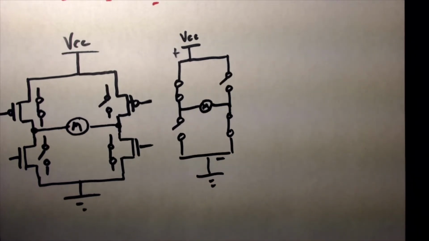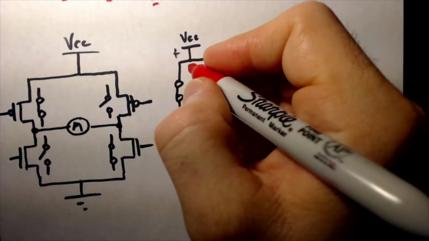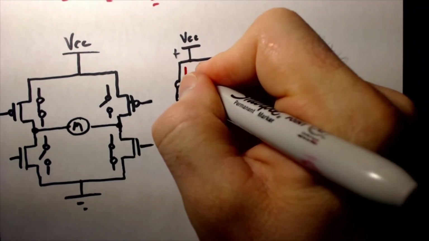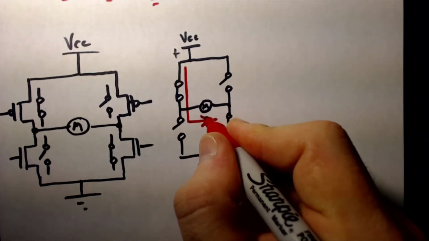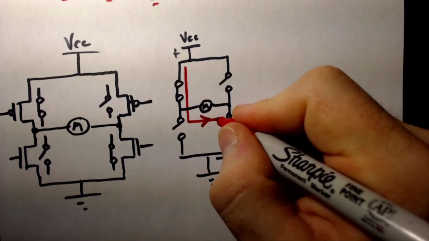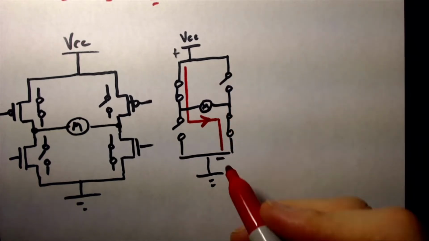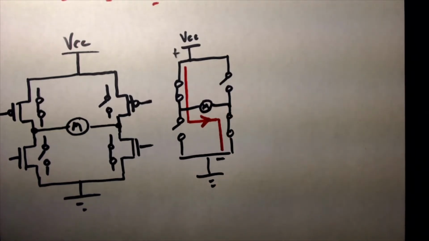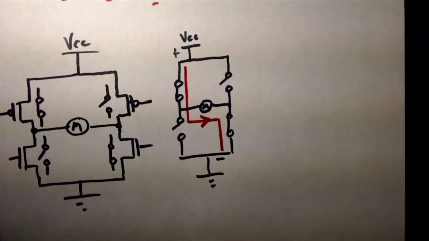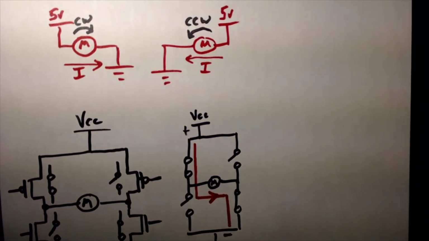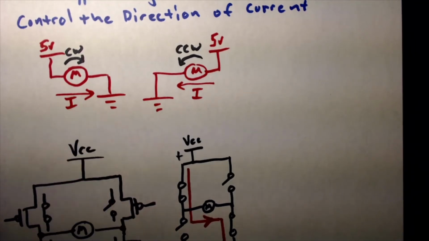Notice which way my current's going to go. My current is going to go from VCC through this MOSFET, through my motor in this direction, and it's going to go to ground through this MOSFET down here, this bottom N channel. And when that occurs, remember, my motor is going to turn clockwise.